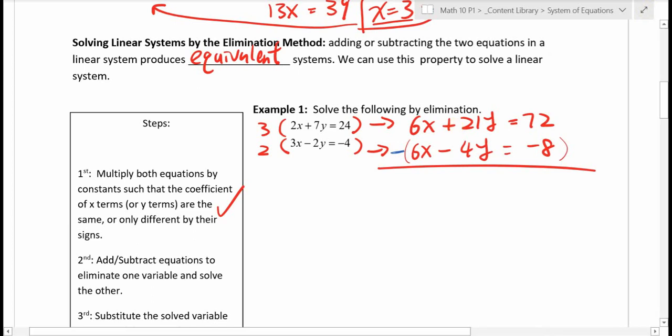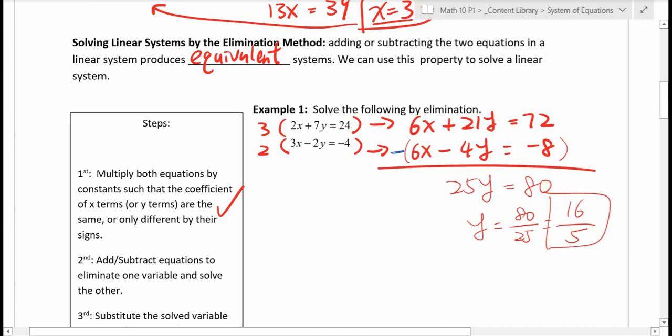We have 21 minus negative 4, that's 25y. 72 minus negative 8 is 80. Okay, well, we're not going to end up with a nice answer here, but that's okay. You can then divide both sides by 25, so that's 80 over 25, which you can reduce to 16 over 5. So that is your y value.